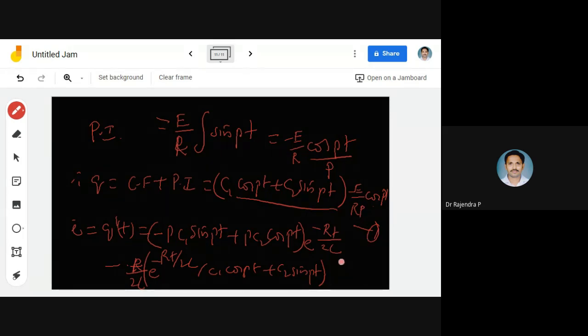Let me see. Then what is this? Plus E by R cos Pt, sin Pt. The derivative of this, R and P get cancelled, sin Pt. Here, this particular term I am differentiating. Right, so this is your I, and we have Q. The second one I am taking as equation number 2. This whole part will be equation number 2. The previous one is equation number 1.